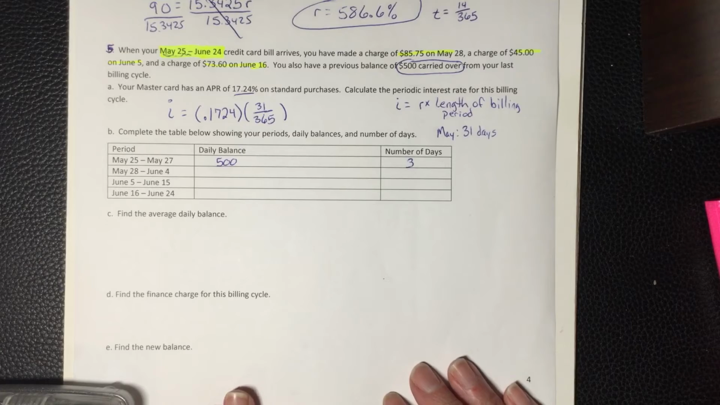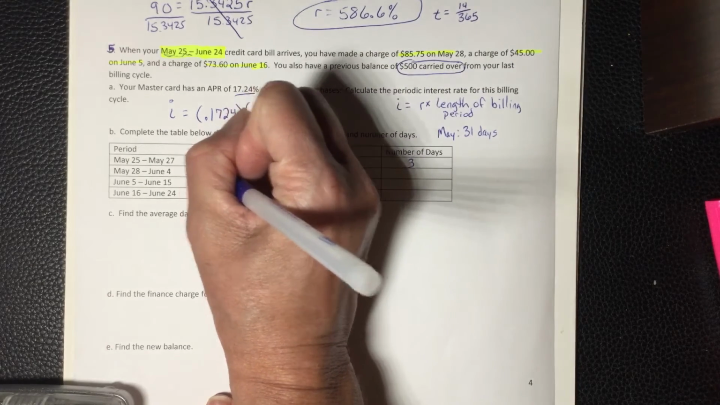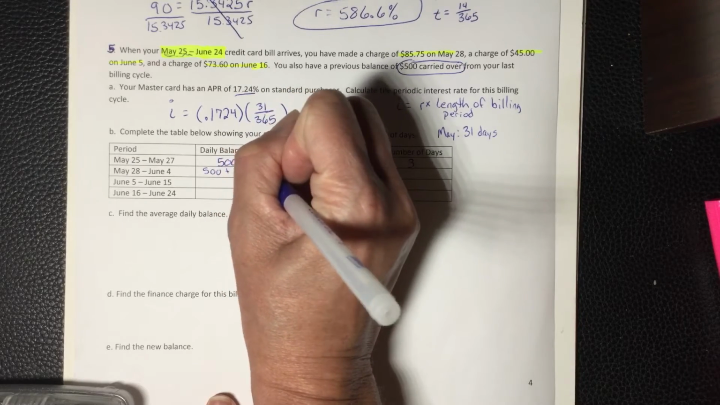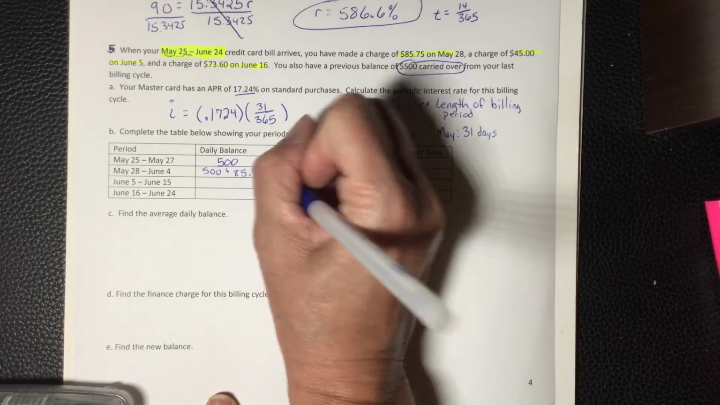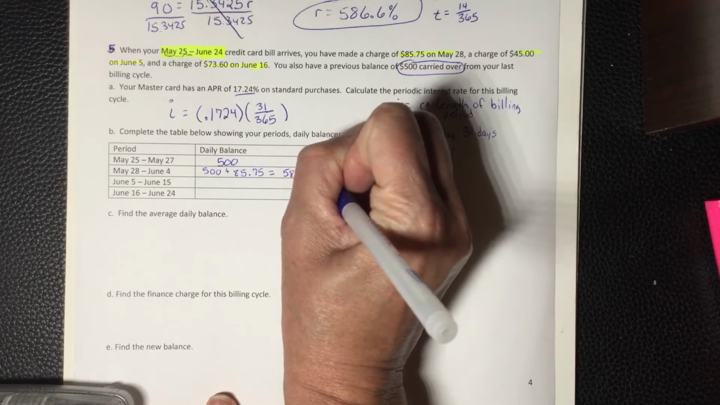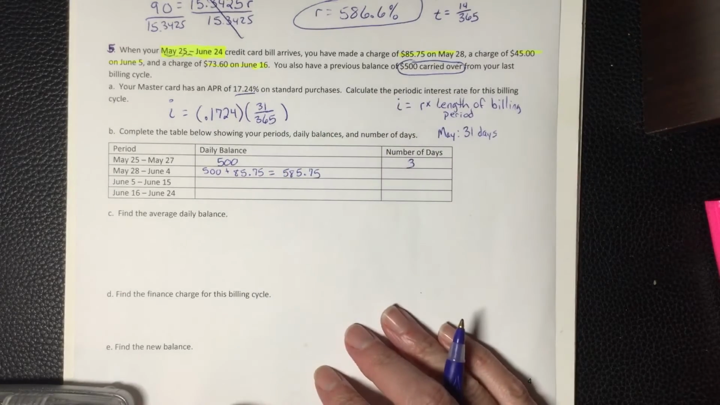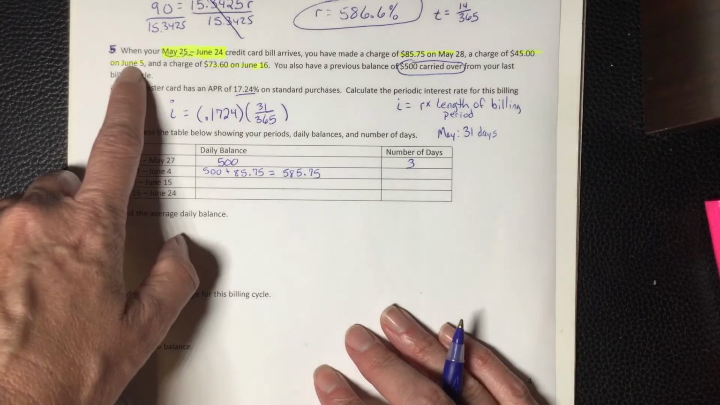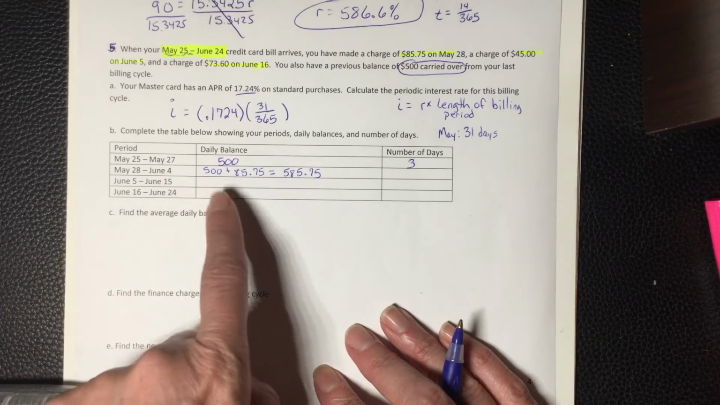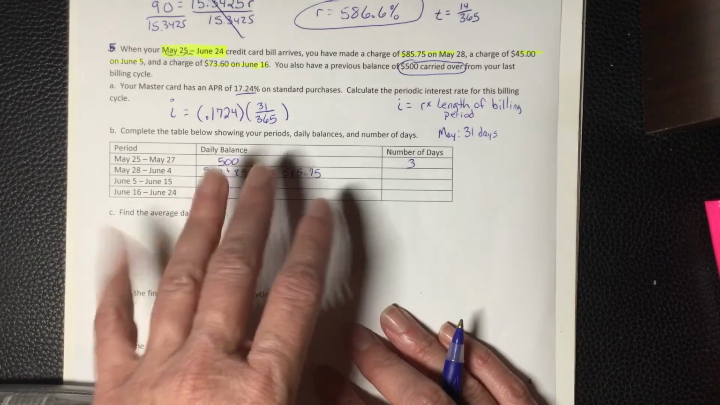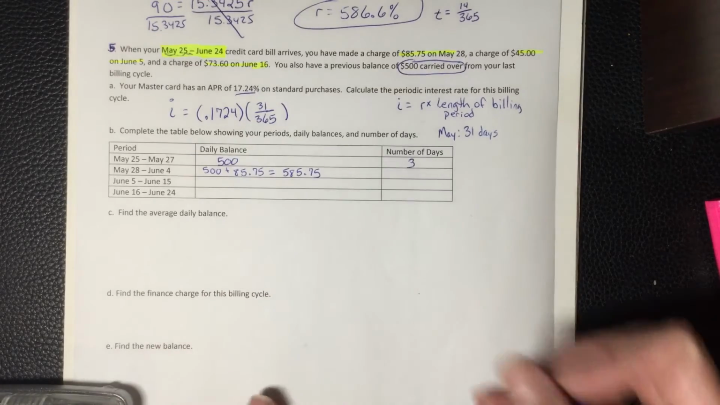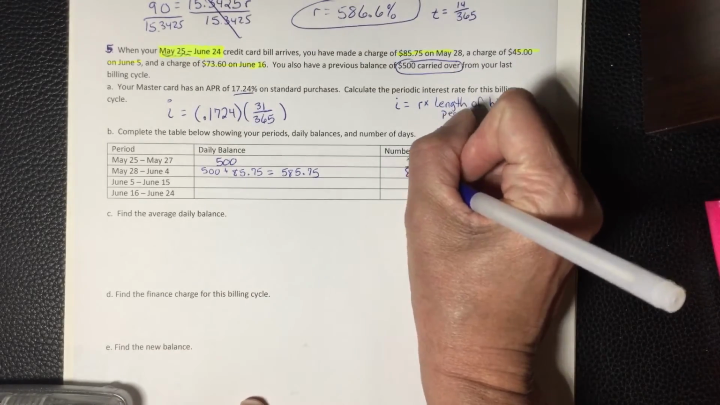Now on the 28th, we made that charge. So now it's 500 plus the charge of $85.75. So that gives us $585.75. And we didn't make another purchase until June 5th. So this balance stayed from the 28th through the 4th. So 28, 29, 30, 31, 1, 2, 3, 4. So that's going to be a total of 8 days.